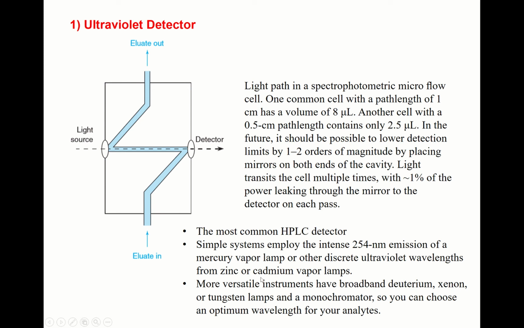Okay, yeah, this makes the system quite complicated. Instead of using a monochromatic light, you can use any light by selecting the specific wavelengths using a monochromator. That makes the system quite complicated, but most HPLC instruments are equipped with this type of detector.